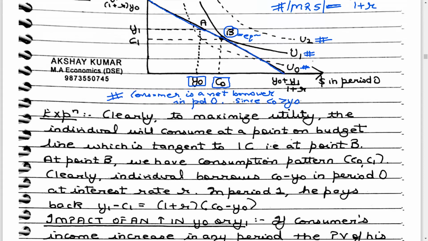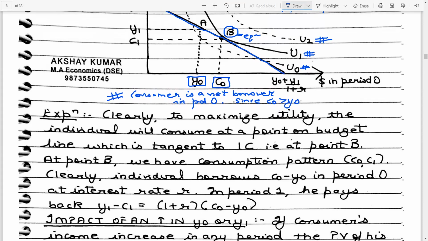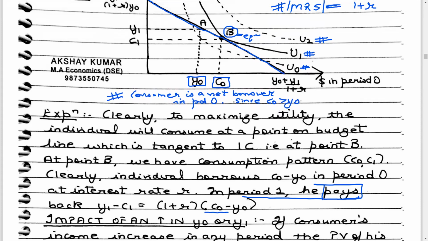Now guys, since the consumer is a net borrower in period 0, he will pay in period 1. How much amount will he pay? The principal plus the interest on it. So (1 + R) times (C0 - Y0).